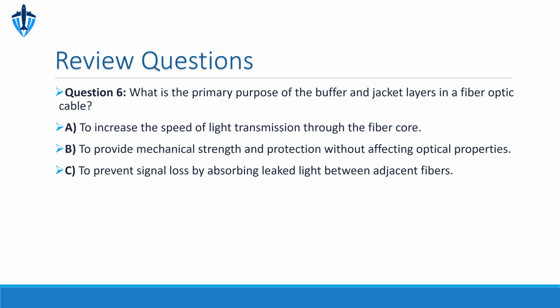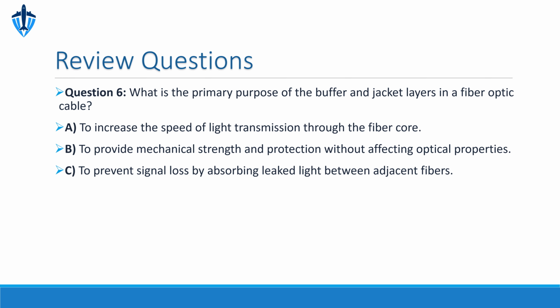Question 6. What is the primary purpose of the buffer and jacket layers in a fiber optic cable? A. To increase the speed of light transmission through the fiber core. B. To provide mechanical strength and protection without affecting optical properties. C. To prevent signal loss by absorbing leaked light between adjacent fibers.